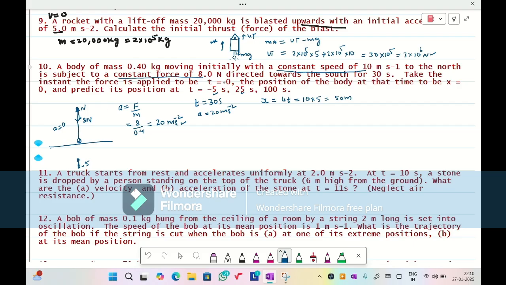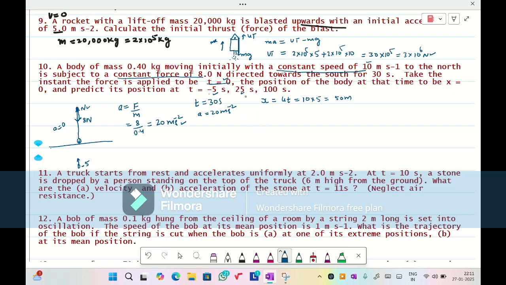And from t equal to minus 5 to t equal to 0, it has some velocity, right? That is 10. From t equal to minus 5 to t equal to 0, there will be 10 meters per second velocity. It is moving constantly upwards, towards north, up to t equal to 0 seconds. There I applied 8 newtons downwards. Constant force is acting downwards up to 30 seconds.